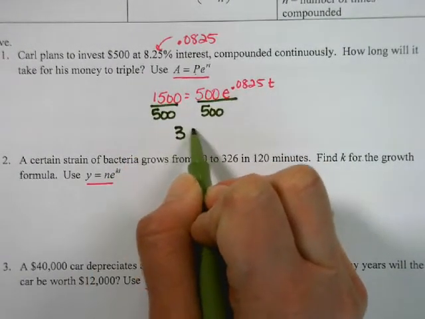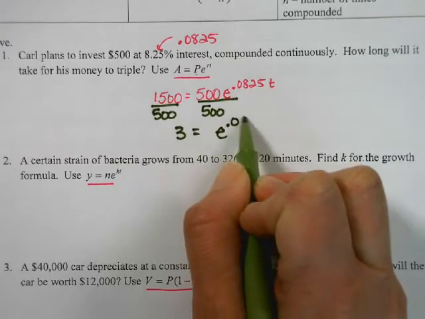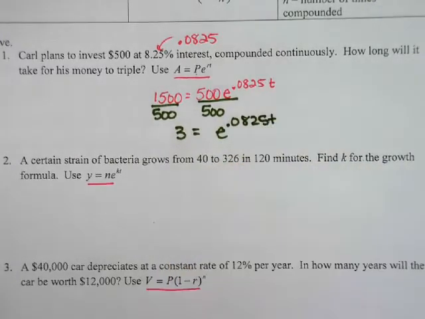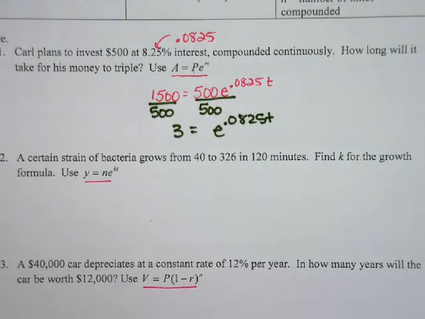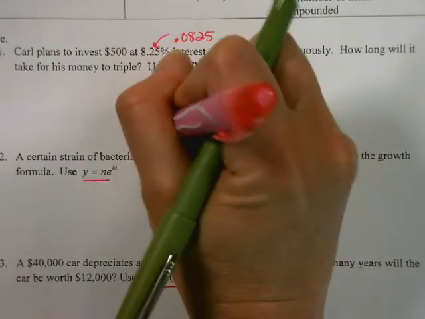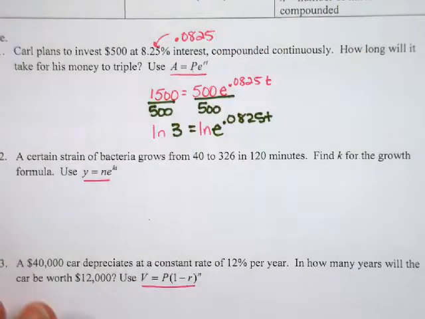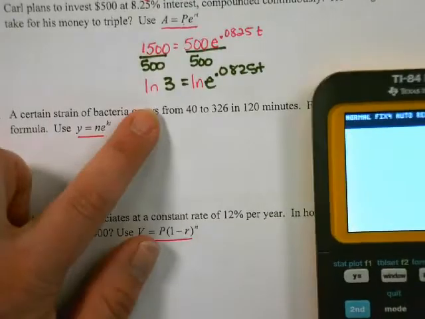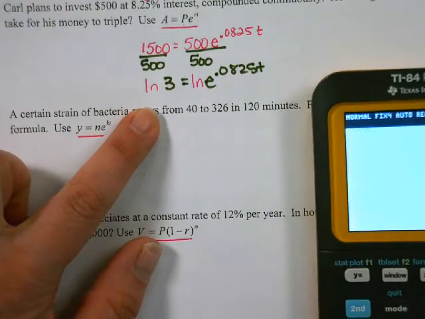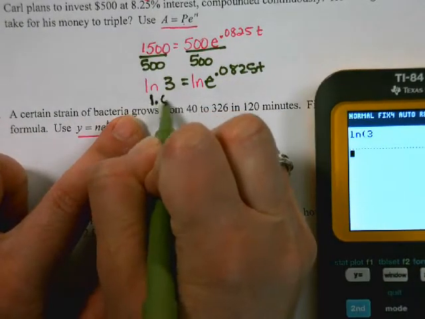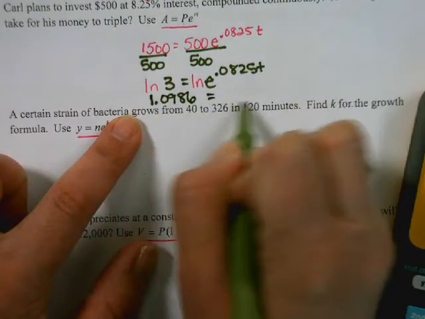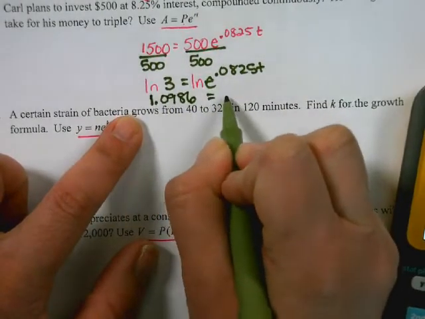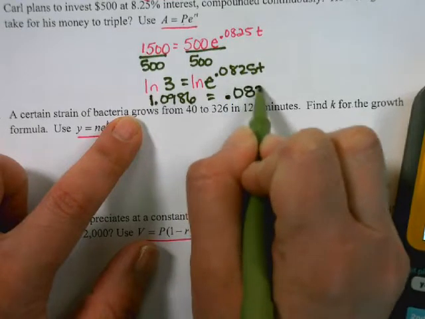So 3 equals E to the 0.0825t. What undoes an E? Natural log. So we're going to take the natural log of both sides. Okay, so the natural log of 3 is 1.0986. The natural log of E will go away, and this gives me 0.0825t.